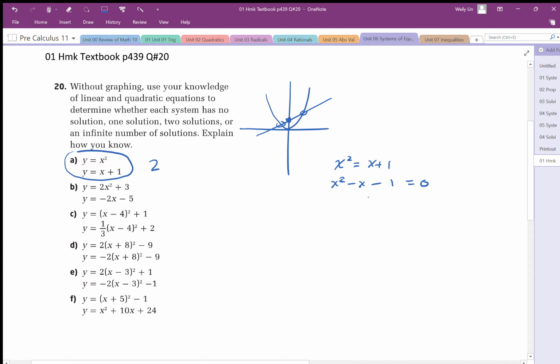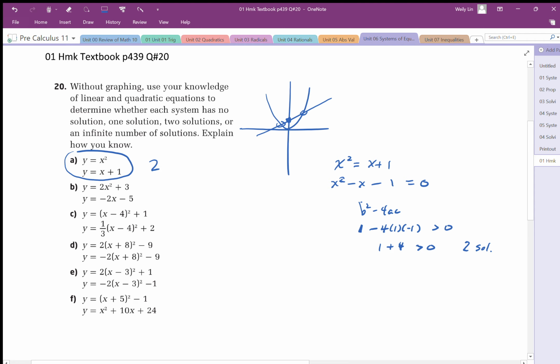The discriminant is b squared minus 4ac, and we want to see if it's less than 0 or bigger than 0. So we get negative 1 squared minus 4 times a times c, and we know that that's going to be greater than 0 because we have 1 plus 4, so it's positive. So again, we can say that there's two solutions based on that as well. We could do this as a discriminant problem, or we could also do this visually by just understanding what the graphs look like.